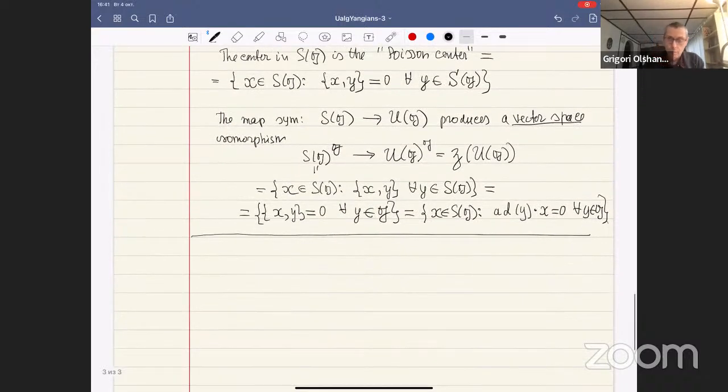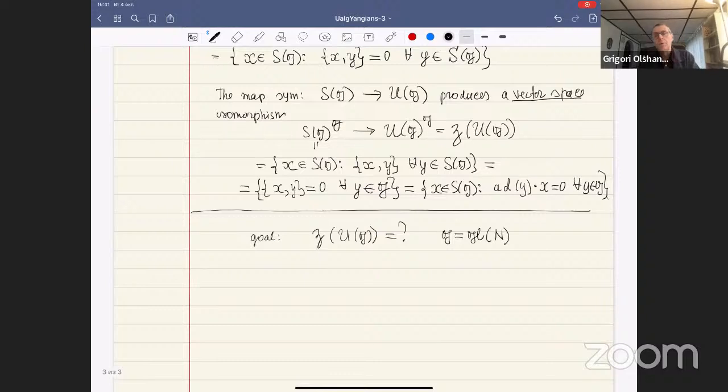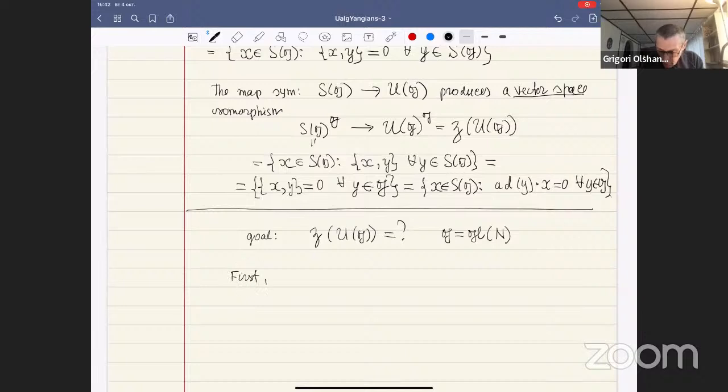So my goal is to understand the structure of the center and describe it in the particular case of the general linear Lie algebra. But first of all, as the first step in the direction of this goal, let's try to understand what this space is. How to describe it? Okay, I can state the result.